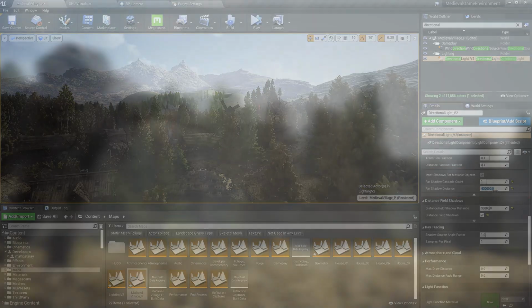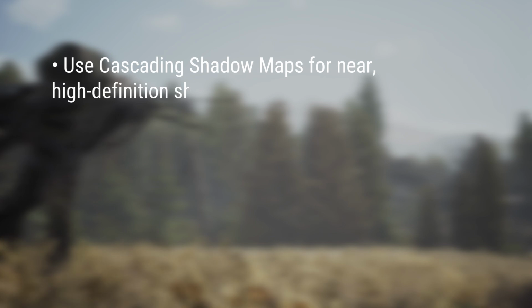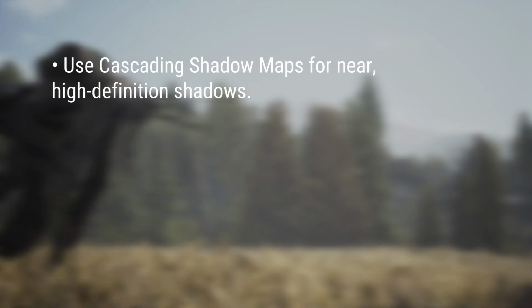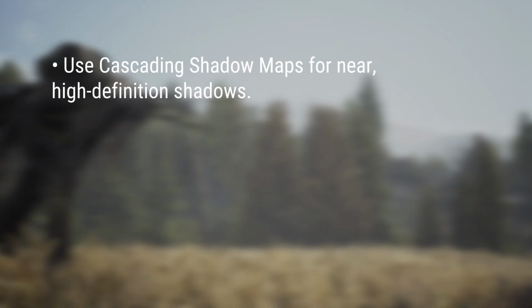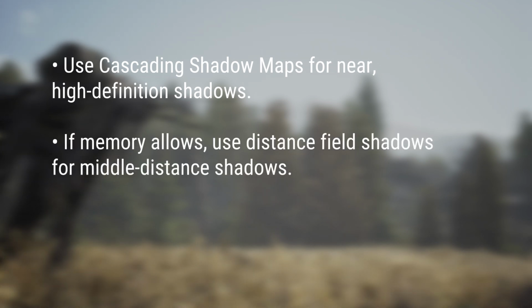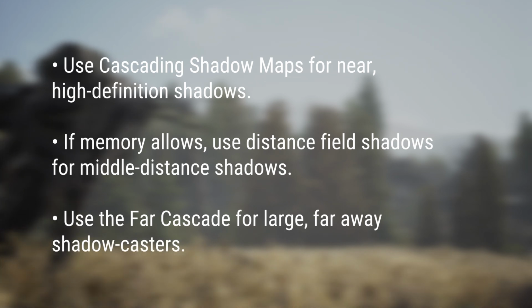So to summarize, it's best to use cascading shadow maps closer to the camera for highly detailed or moving shadows. If you can afford the memory overhead in your project, you can use distance field shadows to extend the distance at which dynamic shadows are rendered, but at a lower level of detail. Finally, you can use the far cascade to explicitly ensure large structures are casting dynamic shadows at a sensible distance.